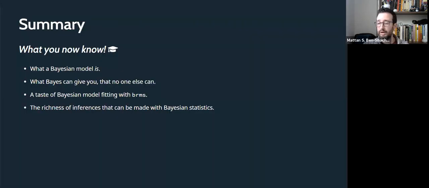So what do you now know? You now know what a Bayesian model is. You know a little bit what Bayes can do for you that other model types can't. You've gotten a taste of how to fit a model with the BRMS package, and a little bit of the richness of inference techniques that can be made with Bayesian statistics. So basically any transformation or estimate or measure that you can get from the posterior is a valid one, okay? I've just shown you the most popular and most common ones.